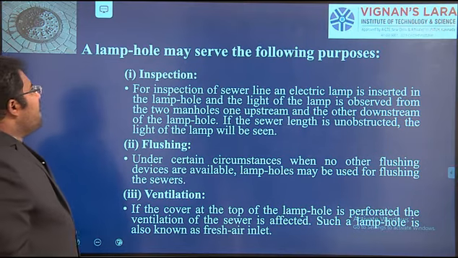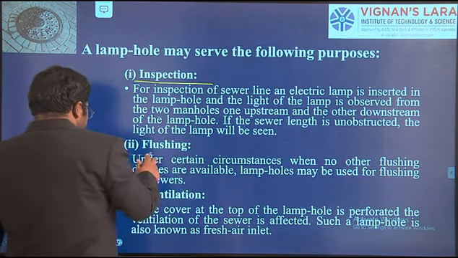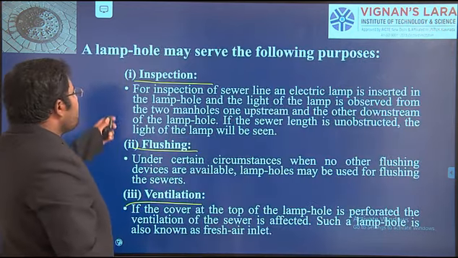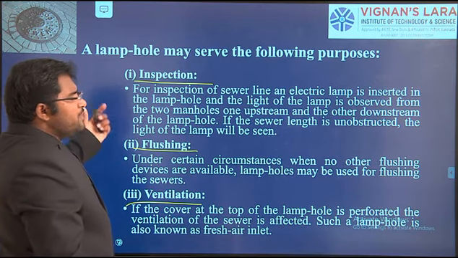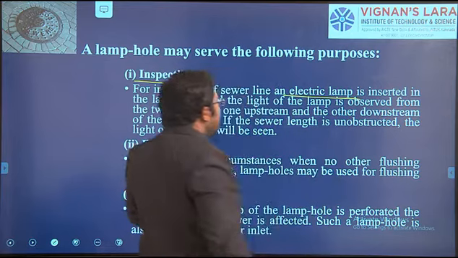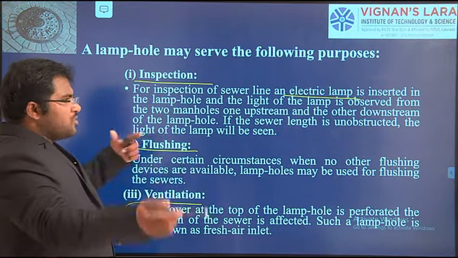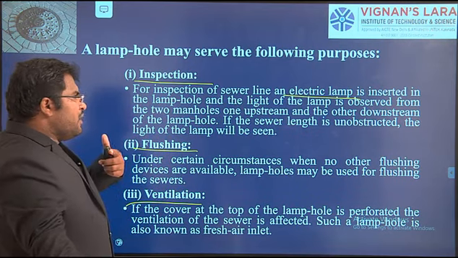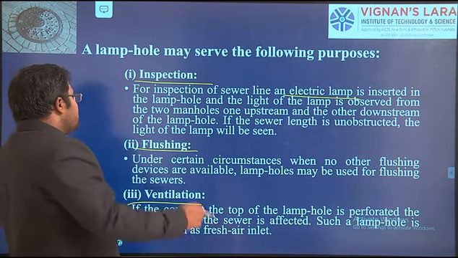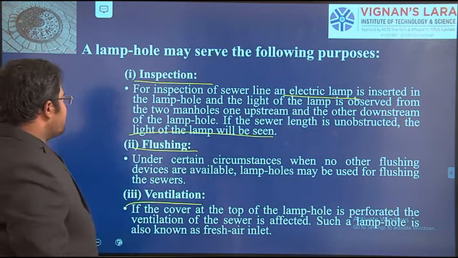Then the lamp hole may serve the following purposes. The first is inspection, the second is flushing, then we have ventilation. For inspection, an electric lamp is inserted into the lamp hole, and the light of the lamp is observed from two manholes, upstream and downstream. If the sewer length is obstructed, the light of the lamp will not be seen.